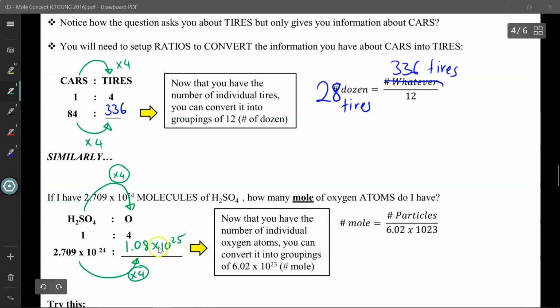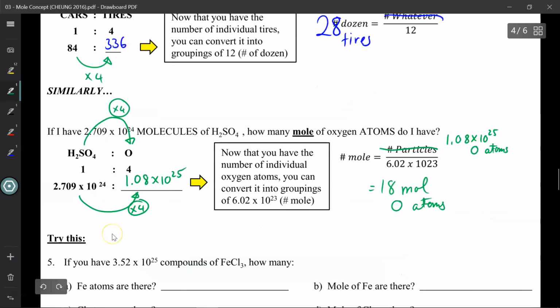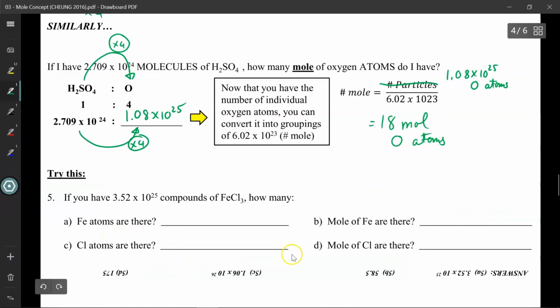Now that I've converted it into oxygen atoms, I can plug into the equation. 1.08 times 10 to the power 25 oxygen atoms divided by Avogadro's number, 6.02 times 10 to the power 23, gives me 18 mole of oxygen atoms. So remember, it started off with oxygen atoms, it must end off with oxygen atoms. The only way to convert between the two is ratios. Alright, try these questions on your own, answers are at the bottom.